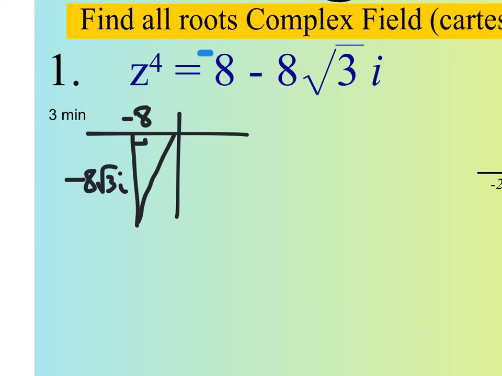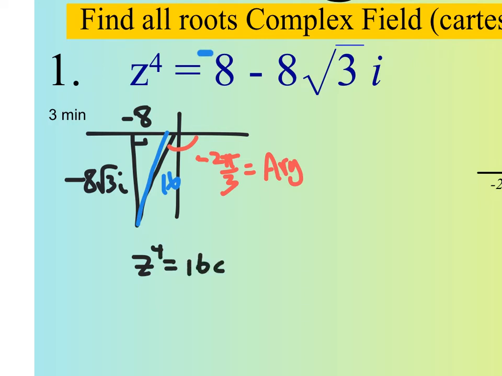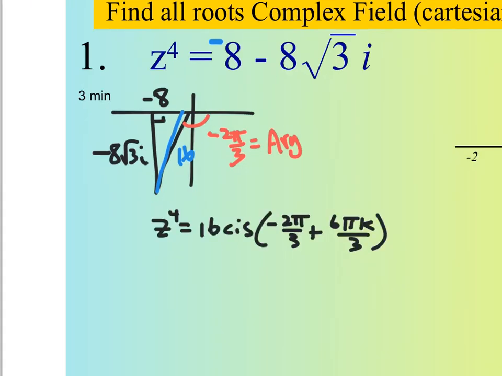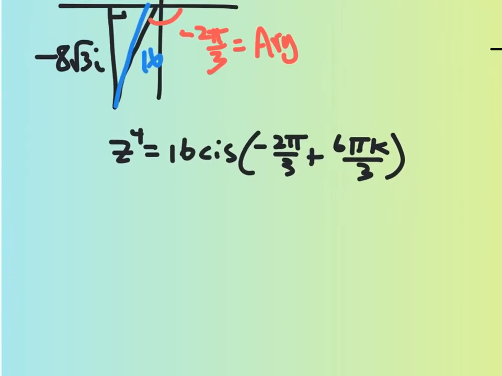All right, so this angle right here is negative 2 pi over 3. That's going to be our argument. And our modulus, which is this right here, would then be 16. Okay, so then that means that z to the 4th equals 16 cis negative 2 pi over 3. I'm going to add on that 2 pi k, giving common denominators to make it easy there. And now I'm going to come up with those 4 roots.